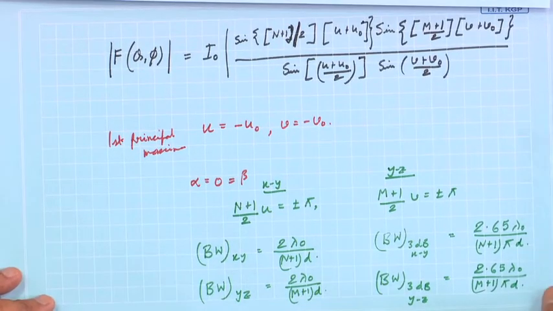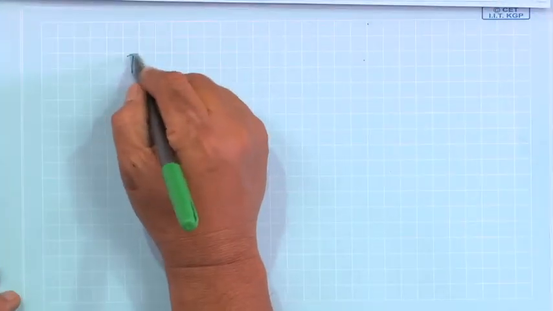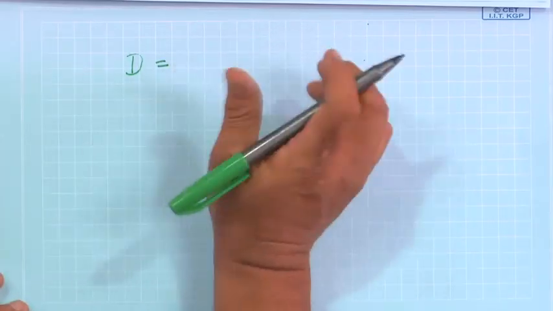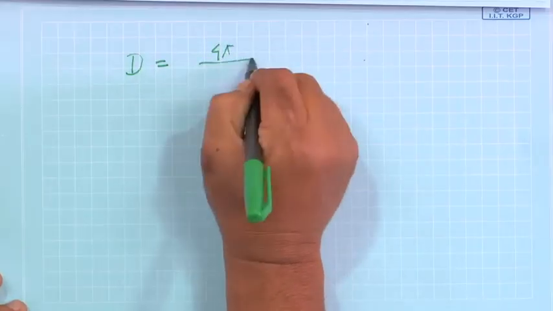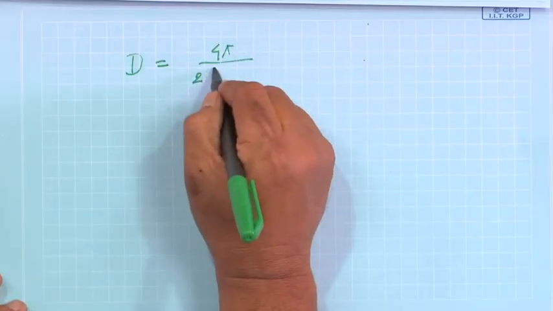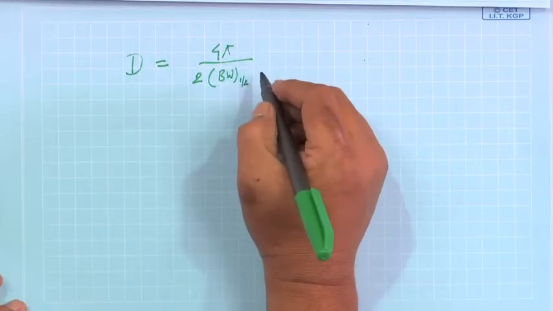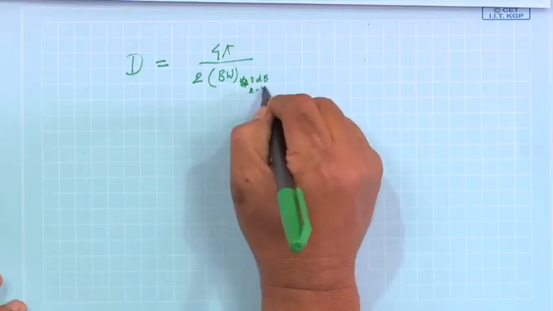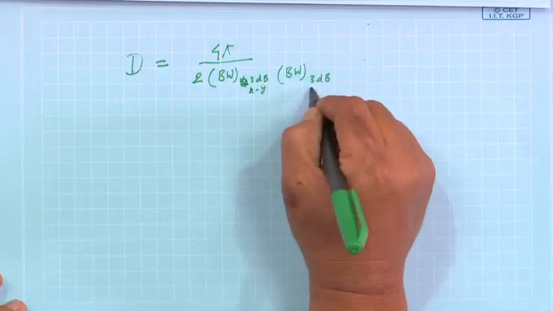Now, from this, since we have the beam width in two planes, directivity can be obtained, and please note that there are two beams. So, directivity will be 4 pi divided by 2 into the 3 dB beam width in x y into the 3 dB beam width in y z.